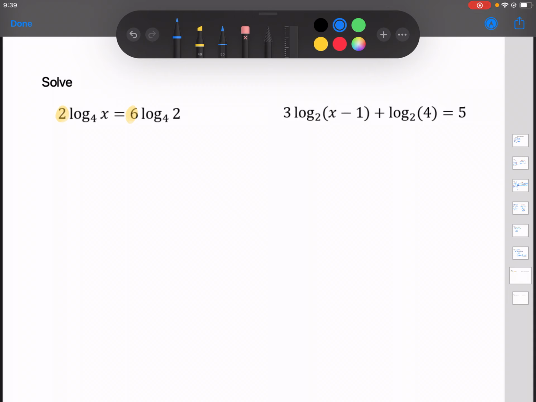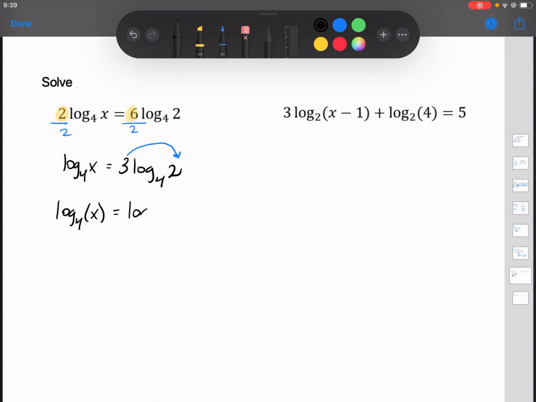So the way this works, there are actually a couple different ways you could work this out. For instance, with this one, I could move those in as exponents first, or I could just go ahead and divide both sides by 2, which I'm going to do because it just makes my life a little easier. But I'm still going to have to eventually move an exponent in. So I'll move that 3 in as the exponent. So I have log base 4 of x equals log base 4 of 2 cubed.